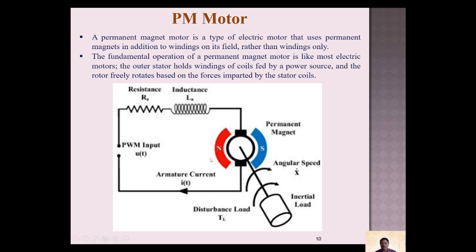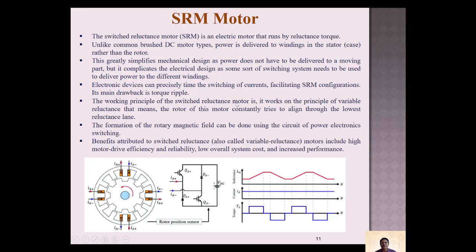You can see the circuit connection in this figure. Next, the switched reluctance motor, or SRM motor, or simply SRM. This is the connection we have here. The working principle of the switched reluctance motor is that it works on variable reluctance. That means the rotor of this motor constantly tries to align through the lowest reluctance lane.